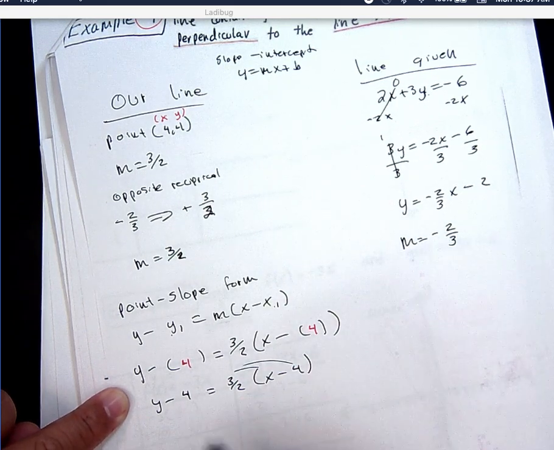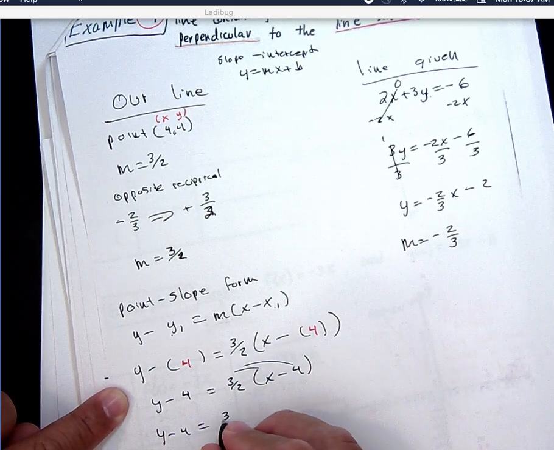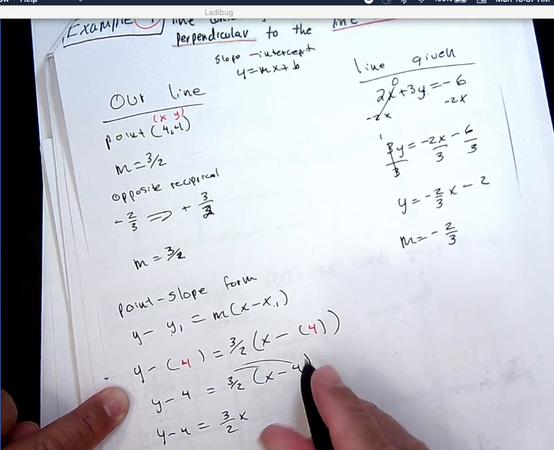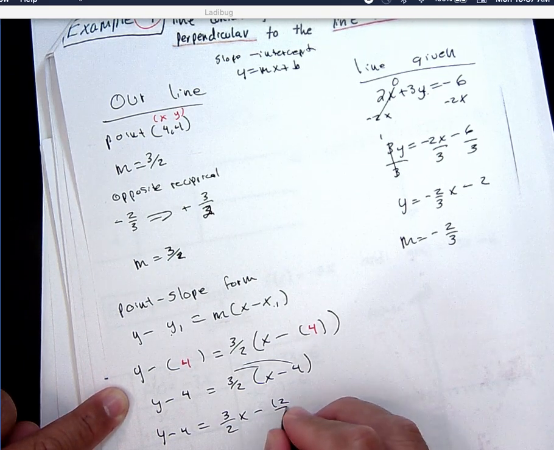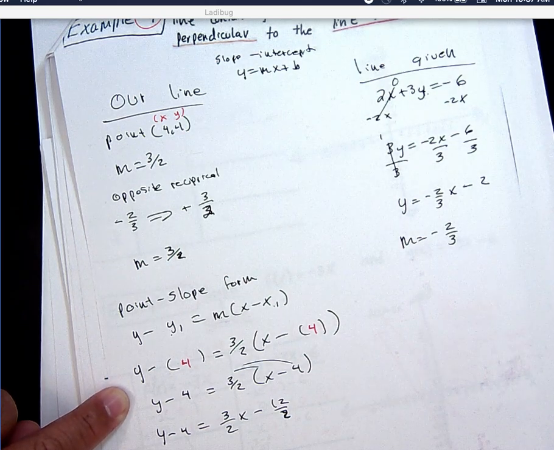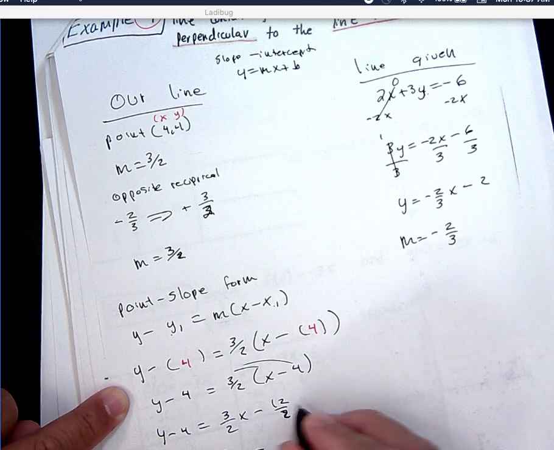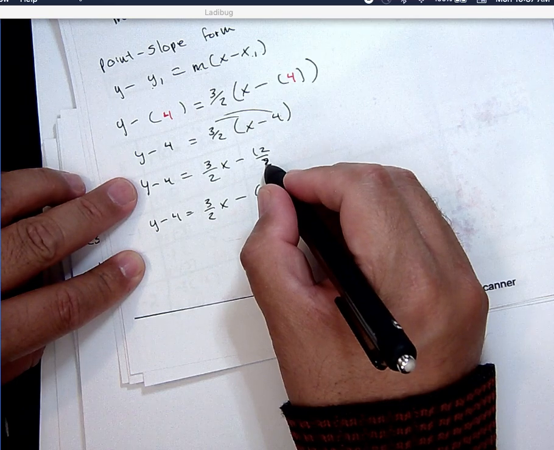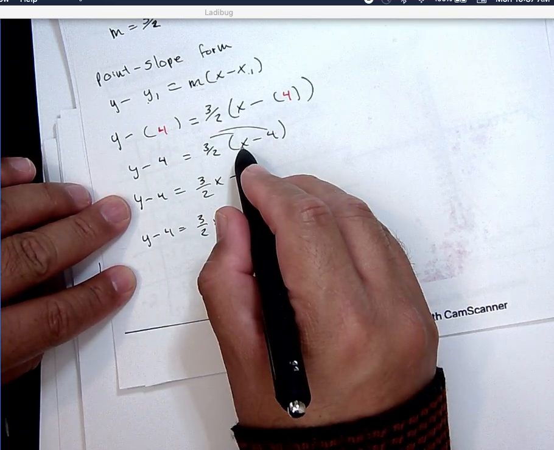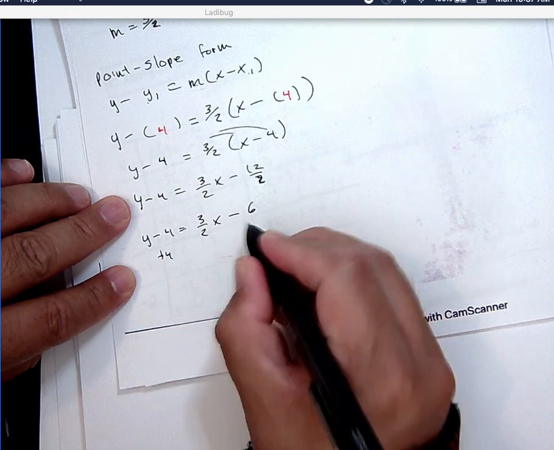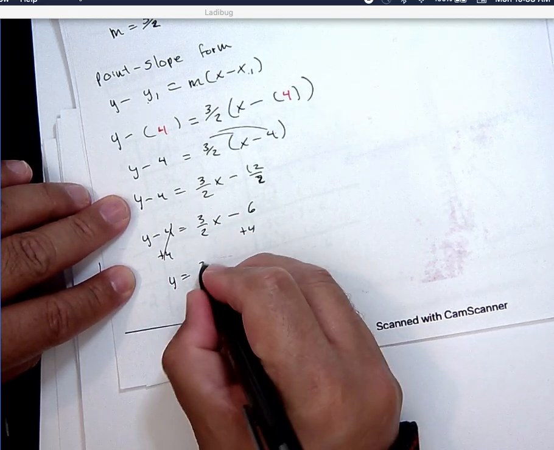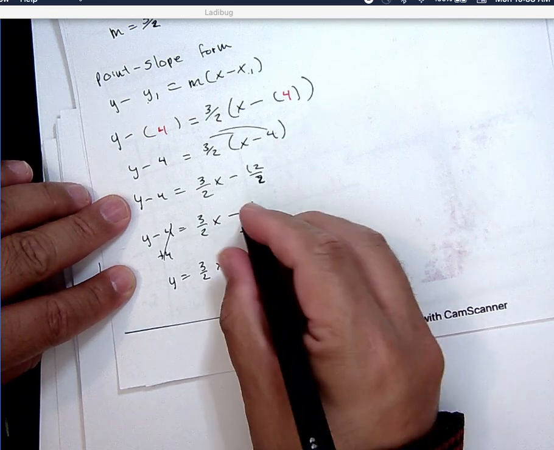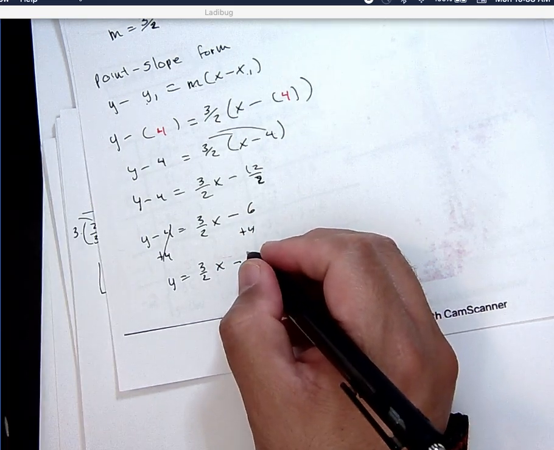And then distribute this. So y minus 4 equals 3/2 x. 3 times 4, 12/2. So y minus 4 equals 3/2 x minus 6. And then you add the 4. So y equals 3/2 x, and that would be -2. Let me see, and that would be the answer.